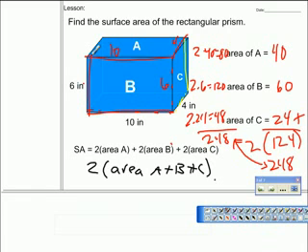All right, that's surface area of a prism. You can do it either way. You can find the individual face, then double that one, or find the faces, add them up, and double at the end. That's up to you. You're going to get the same amount either way.